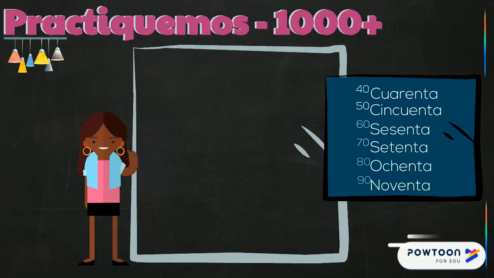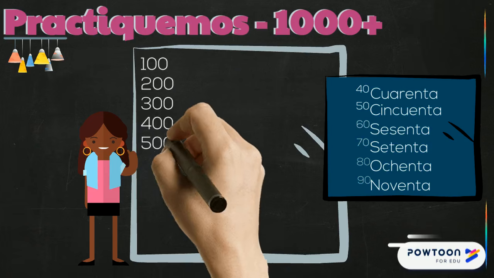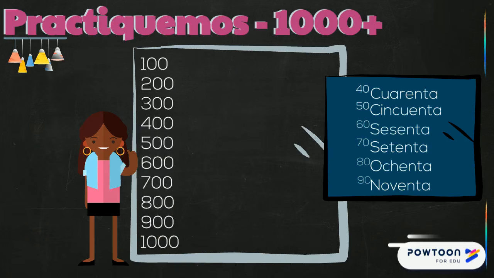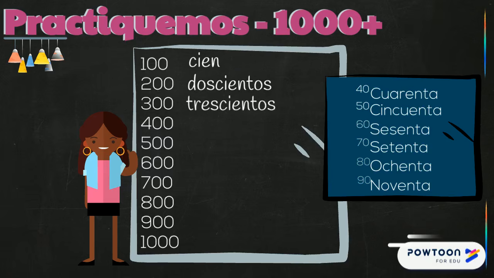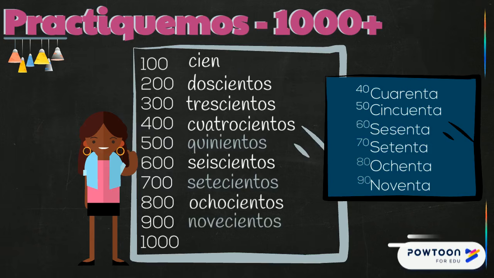I will write out the hundreds from 1 to 1,000 so that you can practice saying the number in Spanish. Pause if you need to. Here we go. 100, 200, 300, 400, 500, 600, 700, 800, 900, and that brings us to 1,000.